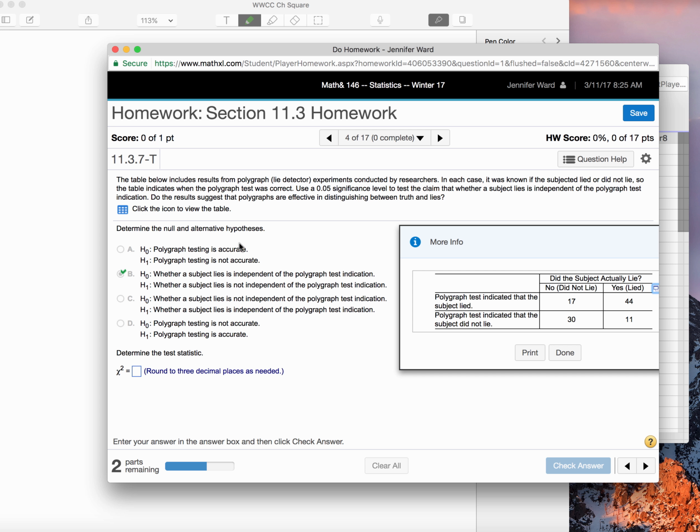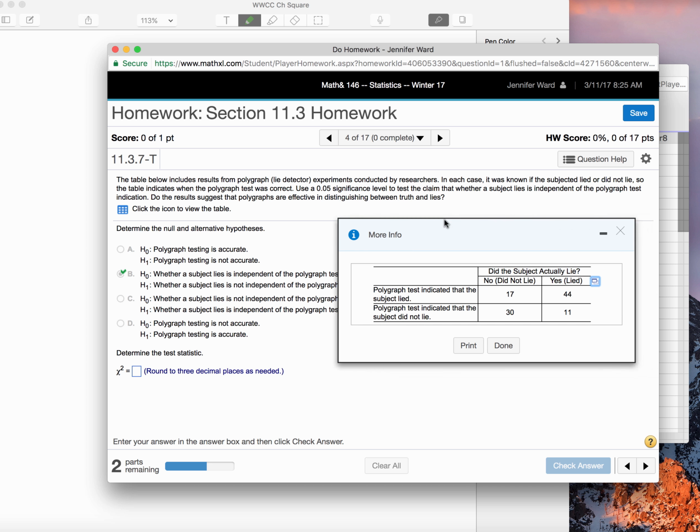So this is not about accuracy, inaccuracy. That is not a technical enough hypotheses. You need to use the word independent, and independent is always your null hypothesis. So in this case, our answer is B.